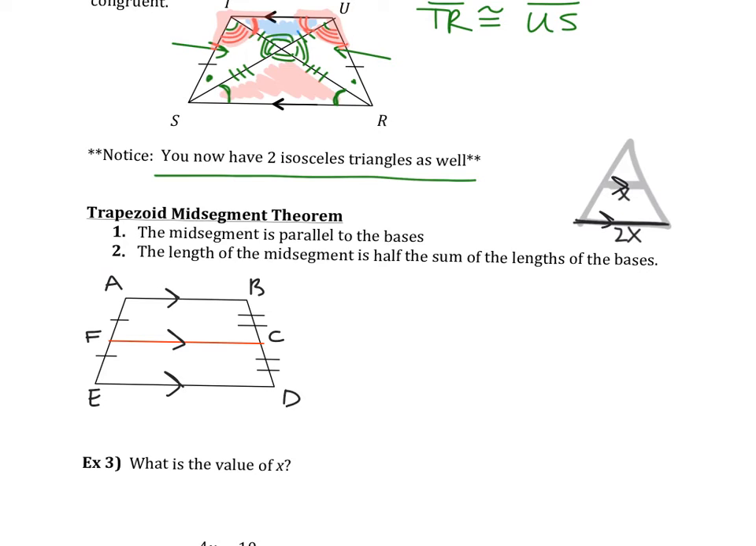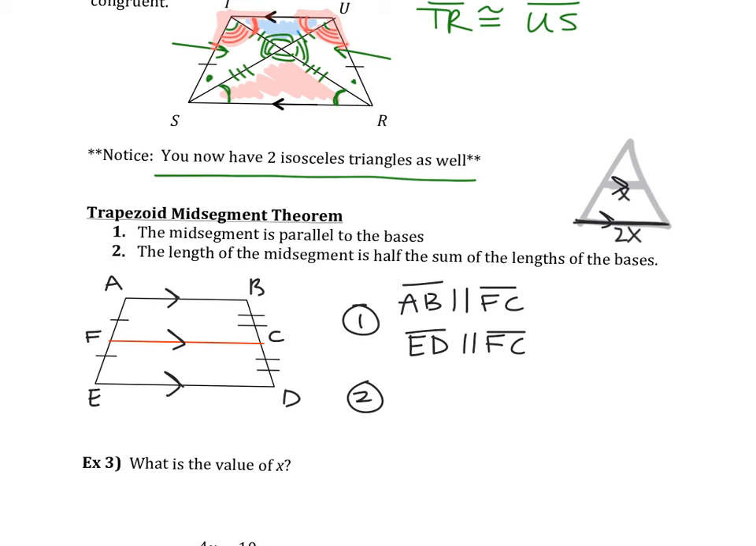Thank you. All right, so with this setup, what it's saying is, first of all, that AB is parallel to FC, and ED is parallel to FC. So that's the first part of the theorem. But the second part of the theorem is saying the relationship between them. And there's 2 ways you can think about this.